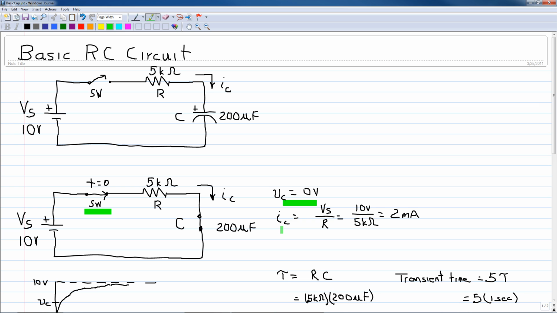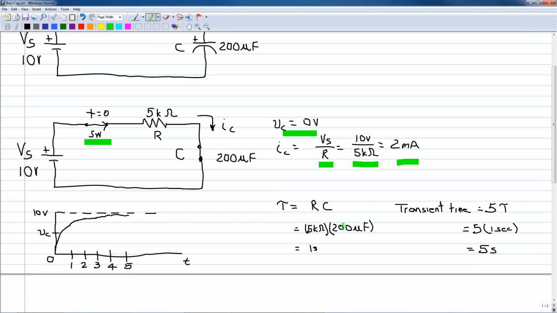The initial current would then be the voltage source divided by the resistance, since that's the only element initially in the circuit. So this is 10 volts divided by 5K ohms, which will equal an initial charging current of 2 milliamps.